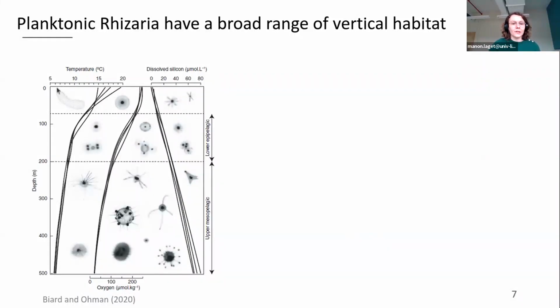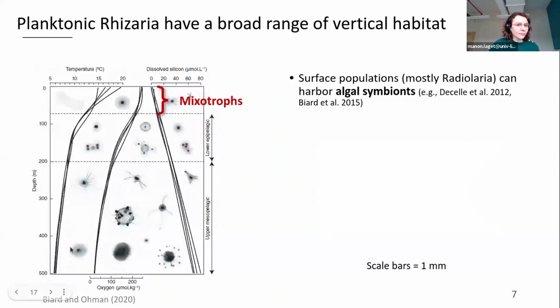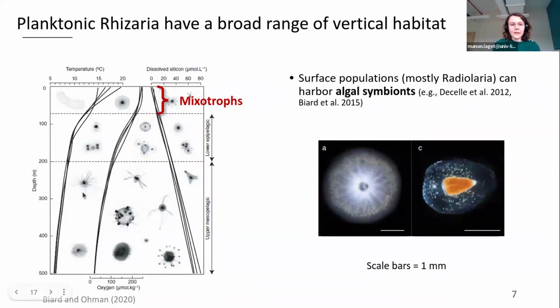As you can see on this figure, what it showed is that Rhizaria have a wide range of vertical habitat, from the epipelagic layer down to the mesopelagic layer, and they have a diversity of trophic functions. On the one hand, in the surface layer, you mainly find Radiolaria, which display a mixotrophic behavior. This means that besides the fact that they feed upon various prey, they can also harbor algal symbionts and do photosynthesis. You can see the symbionts on these pictures. All the yellow dots are the algal symbionts of this Radiolaria.